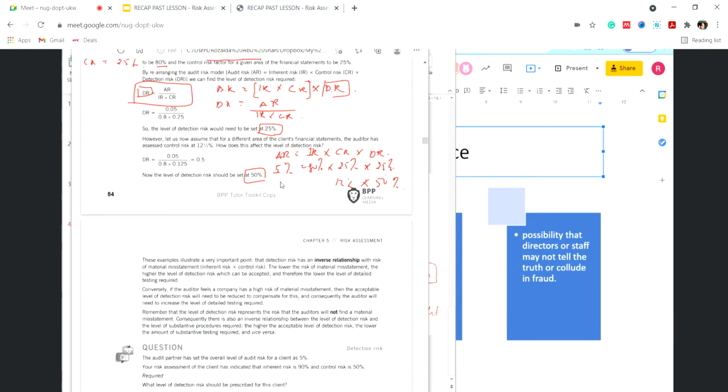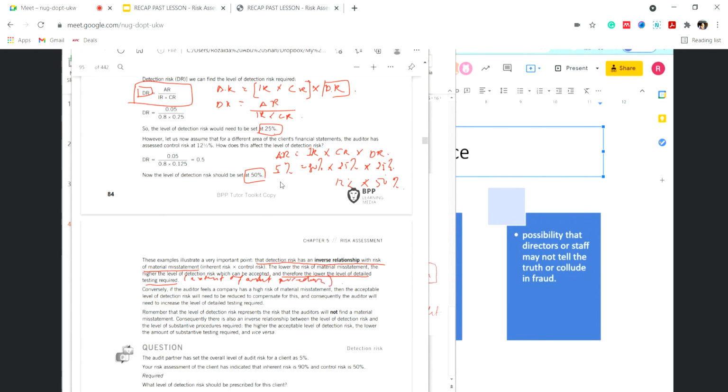Okay, the detection risk has an inverse relationship with the risk of material misstatement. The lower the risk of material misstatement, the higher the level of detection risk which can be accepted, and therefore the lower the level of detailed testing is required. The lower the level of detail testing required. So this is the extent of audit procedure that you want to do later in audit planning.